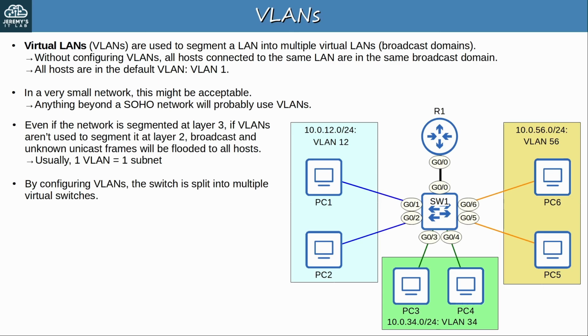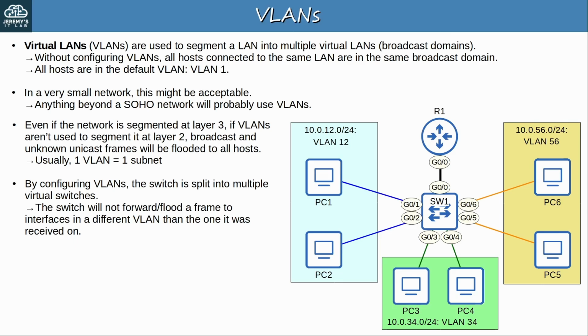By configuring VLANs, the switch is split into multiple virtual switches. The switch will not forward or flood a frame to interfaces in a different VLAN than the one it was received on. This time, when PC1 sends a broadcast frame, switch 1 only floods it out of G0/0 and G0/2. Assume in this case that the connection between R1 and switch 1 is a trunk, using router on a stick. Switch 1 is a layer 2 switch, so it's not doing the inter-VLAN routing itself. The network is now segmented at both layer 3 and layer 2.